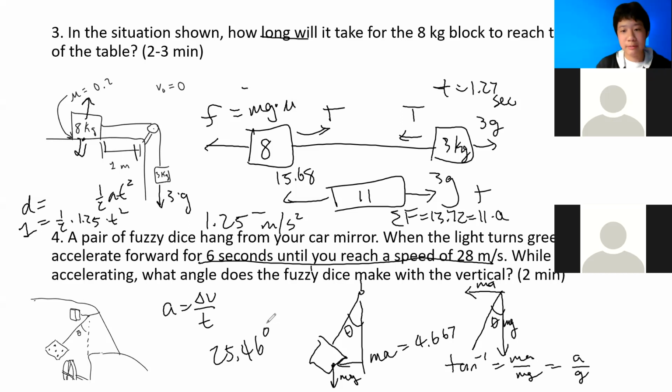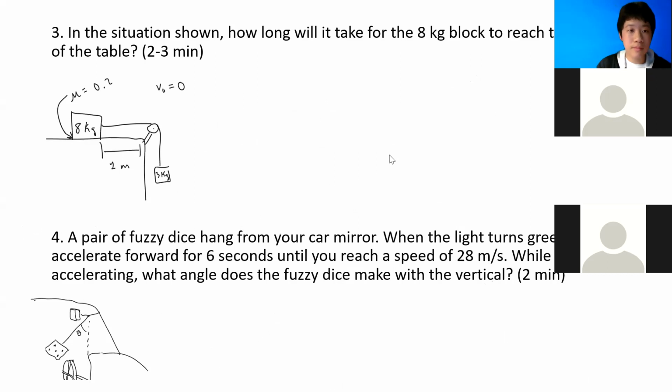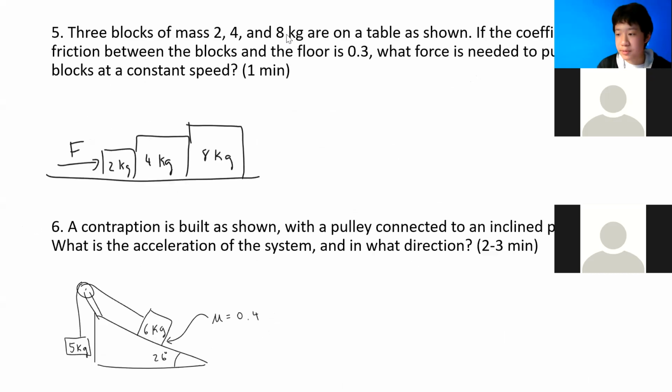So the two parts of this problem were looking at the acceleration of the car and taking the reference frame of the car as acceleration of the dice backwards, essentially. And then we're going to have the downward gravitational force. And these two vectors create a triangle. And using trigonometry, we can then find the angle theta. So these are the last two problems for today.